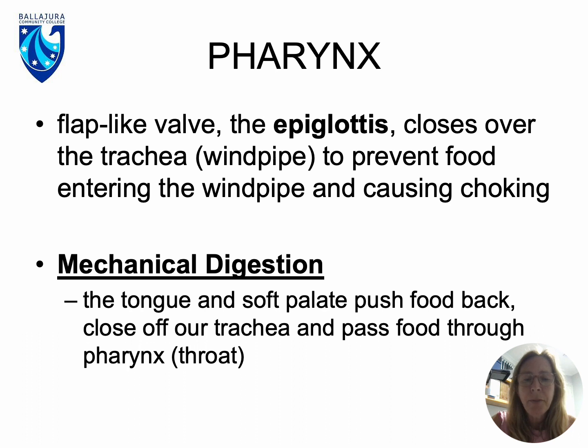Once it leaves the mouth, food goes down through the pharynx, which has a little flap at the top called the epiglottis, which then closes down over the trachea, which is where the air goes into the lungs, and this prevents food going in there and choking. So the tongue and the soft palate, which is at the top of the mouth, push the food back, close off the trachea when you swallow, and then you pass food through the pharynx or throat and into the next part of the alimentary canal, which is the esophagus.